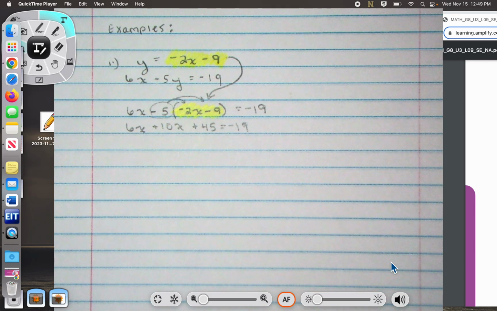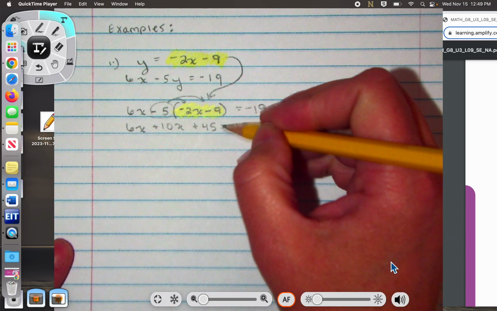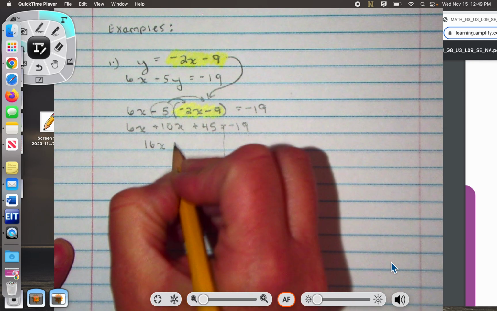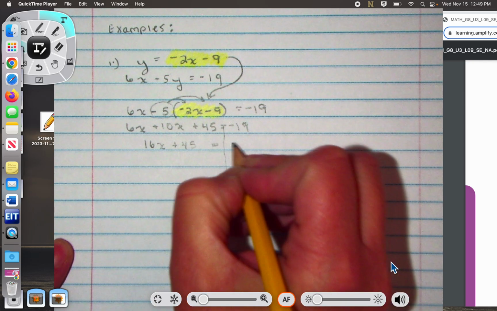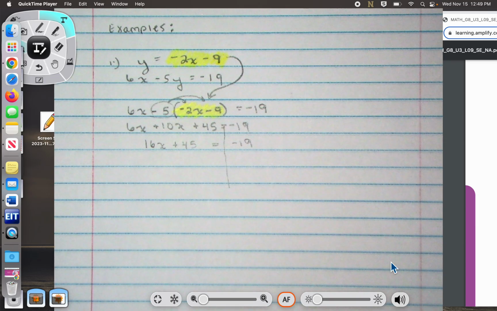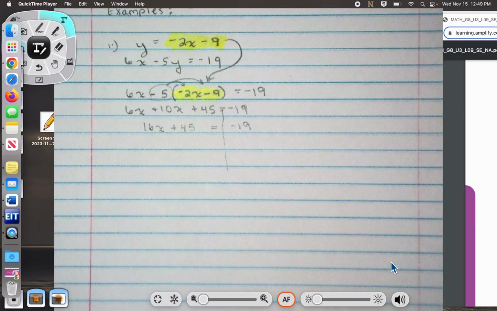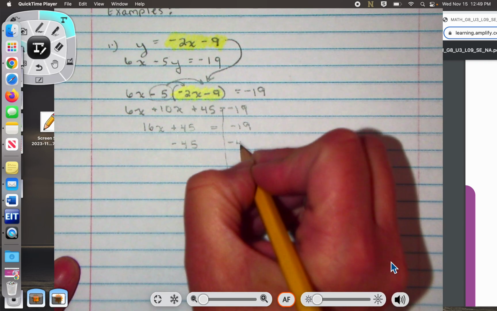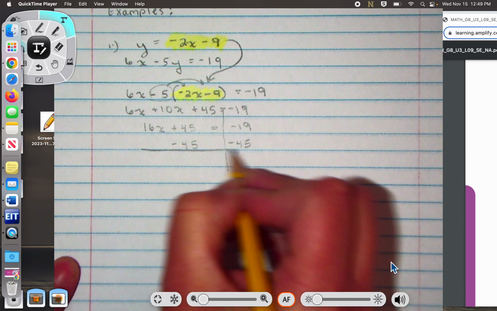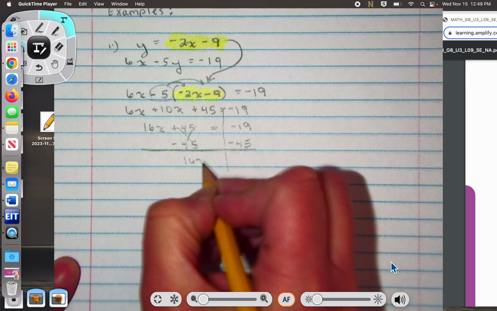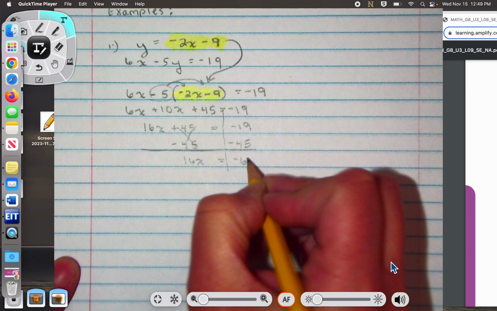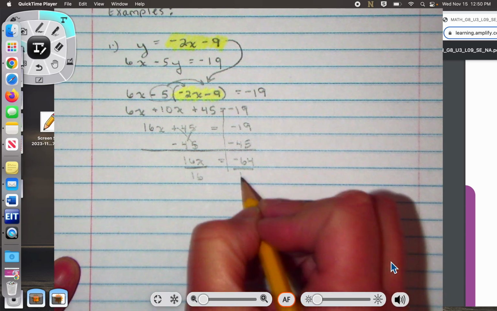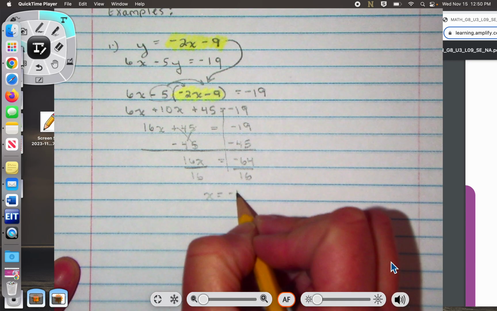And then I'm going to use my powers of equation solving. Some of us need our wall of equality. I'm going to have 16x plus 45 equals negative 19. Subtract 45 from both sides. 16x equals negative 64. And I find out that x equals negative 4.